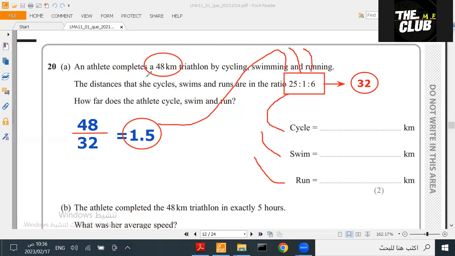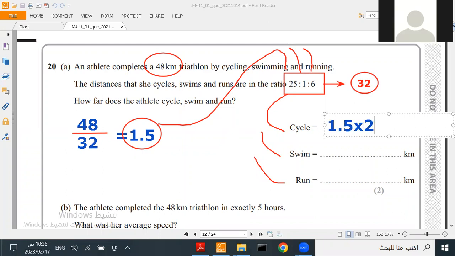That's the idea. What did I do first? I added the ratios and got 32. We take the whole distance divided by 32, which gives 1.5. Then we multiply 1.5 by 25 to get cycling, by 1 to get swimming, and by 6 to get running. Now let's multiply: 1.5 times 25 is 37.5. So it's going to be 37.5.